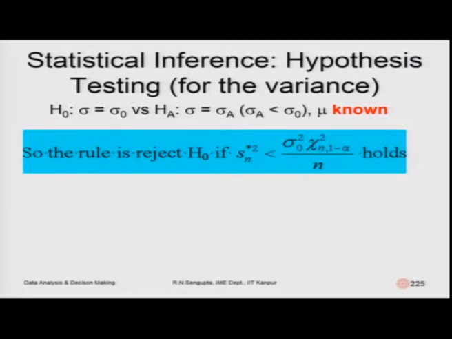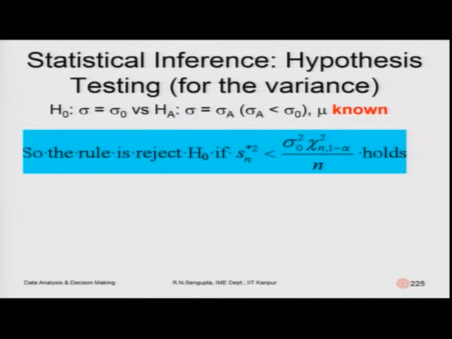Now, consider that the statistical inference problem is hypothesis testing for the variance only. Here we consider H naught as sigma equal to sigma naught under H naught, versus H A, the alternative hypothesis, such that sigma is equal to sigma A and sigma A is less than sigma naught. So, in this case mu is known.